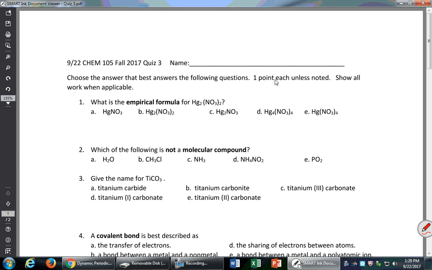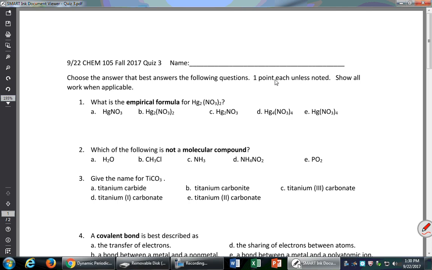So, what we're looking at here is our first question. We want to know the empirical formula. Remember, our NO3 is a polyatomic ion, and we have 2 of those total ions. So you're never changing anything about the ratio of nitrogen to oxygen. Because if you do, then that's not the same polyatomic ion. So don't ever touch that.